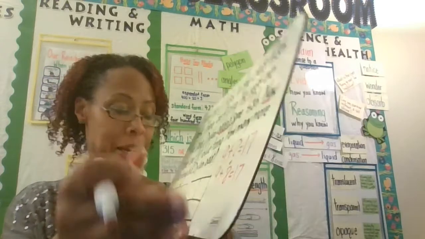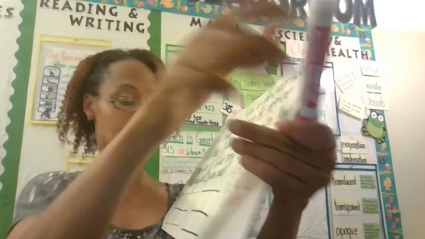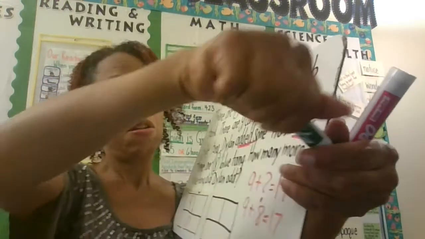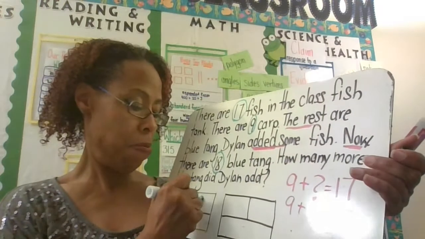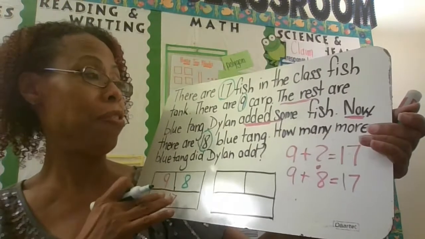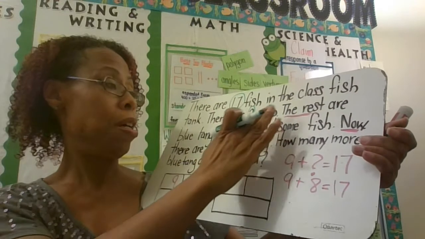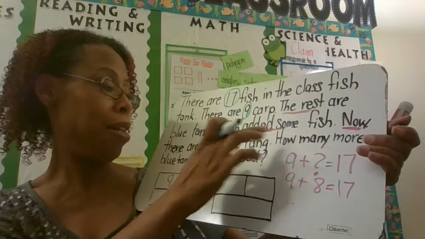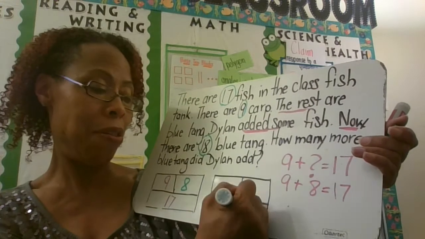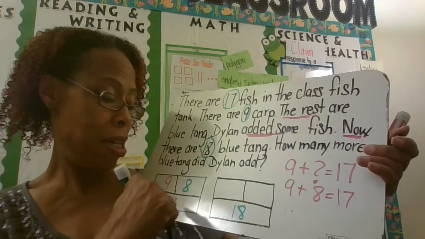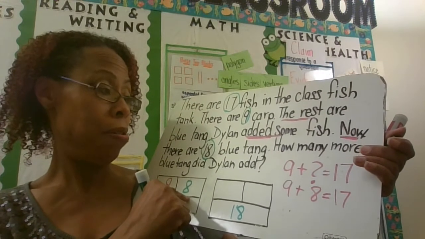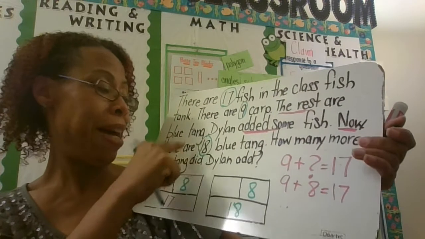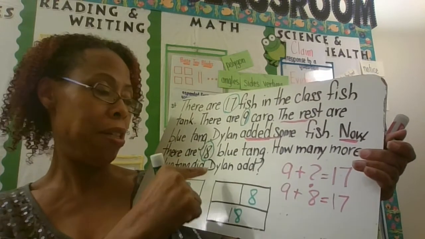So now that is 8, and let's put it in a different color to let you know that there was a change that was made. So 9 plus 8 equals 17. Now that we have this information, we're going to take it and continue the word problem. The rest are blue tang. So this is the rest. The rest is 8. Now there are 18 blue tang. So now this is the total, 18 blue tang. And we already know that the rest of the blue tang were 8. But we want to know how many more blue tang Dylan added.